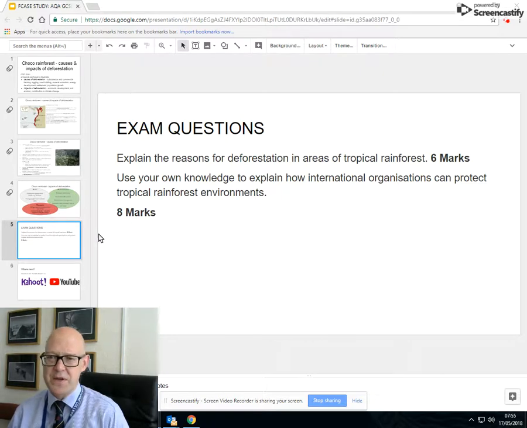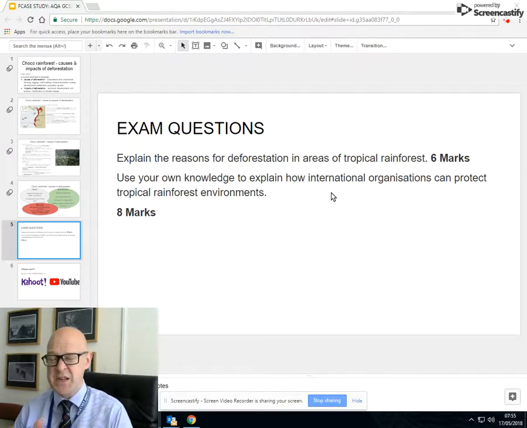There's a couple of exam questions for you to have a go at. They're the only ones that we can find around there. The one that bothers me most is the international organizations business. Bear in mind, international organizations can use things such as sustainable tourism, so you can have commercial groups that actually can be a benefit, because sustainable tourism means that people actually are able to make money by having visitors coming and paying a lot because it is pristine rainforest.